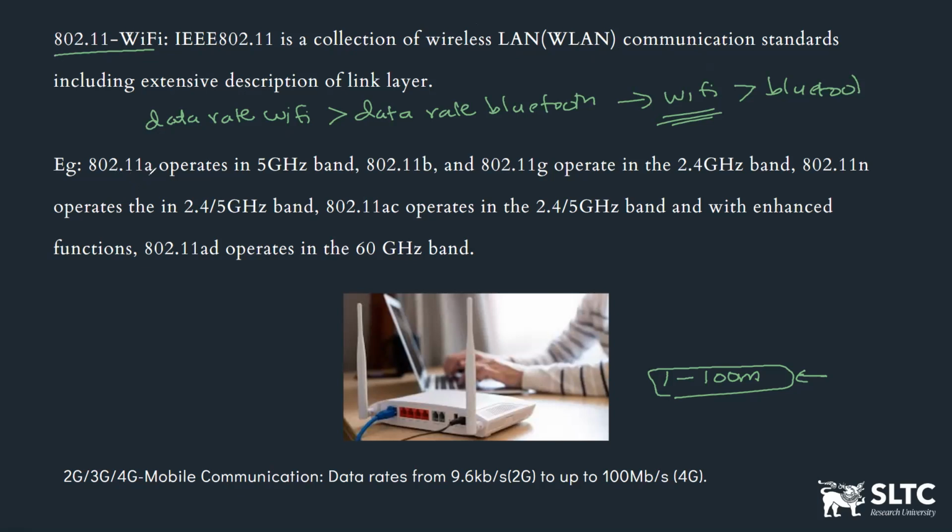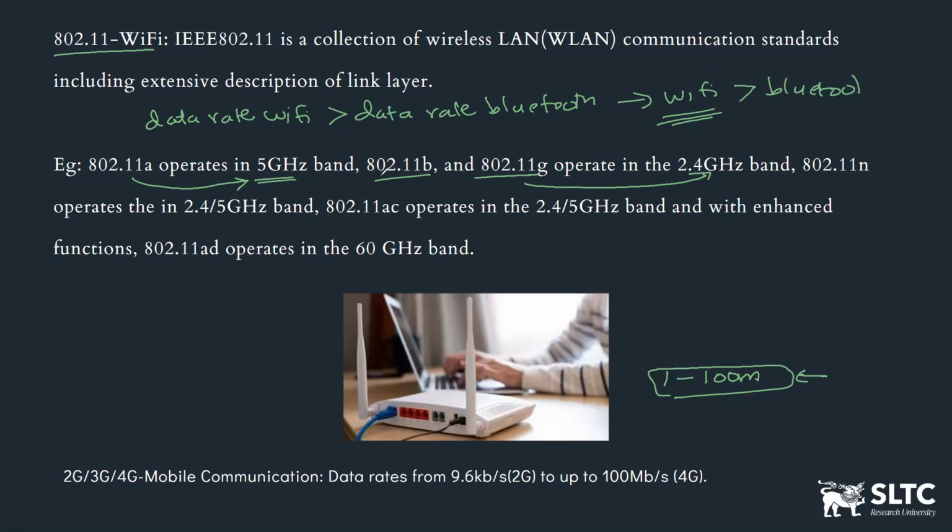So for example, we have 802.11a, which operates in the 5 gigahertz band. Basically it means that 802.11a is defined for a certain frequency range, and 802.11b and 802.11g operate in the 2.4 gigahertz range, and therefore those protocols are enabled only for this frequency range.